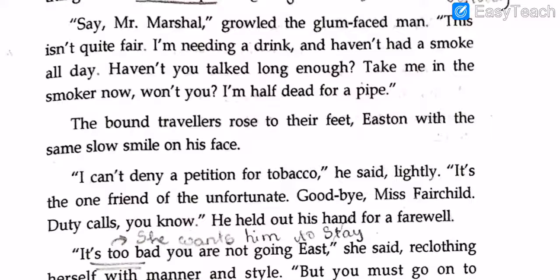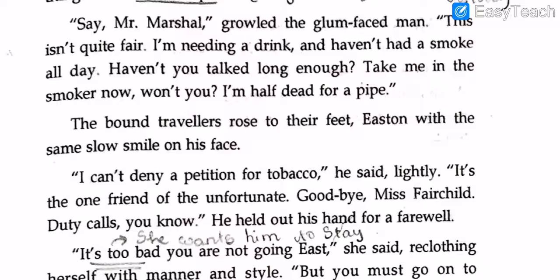So over here, the glum-faced man says, say, Mr. Easton, growled the glum-faced man. This isn't quite fair. You have been talking to your old friend for such a long time. I need a drink now. I'm half dead for a drink and a smoke. So take me to the smoker. I need to take a smoke now. I really need it. I'm half dead for it.